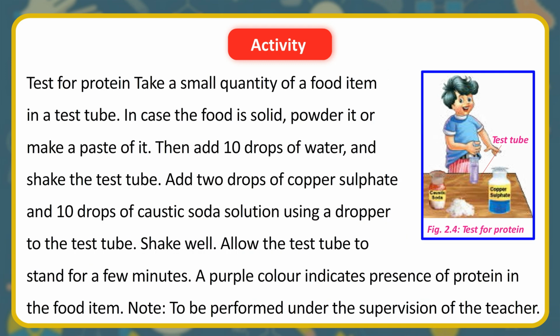Activity. Test for protein. Take a small quantity of a food item in a test tube. In case the food is solid, powder it or make a paste of it. Then add 10 drops of water, and shake the test tube. Add 2 drops of copper sulfate and 10 drops of caustic soda solution using a dropper to the test tube. Shake well. Allow the test tube to stand for a few minutes. A purple color indicates presence of protein in the food item. Note: to be performed under the supervision of the teacher.